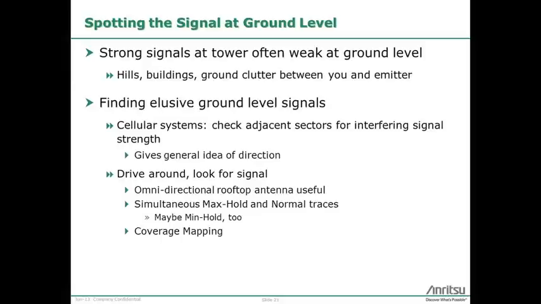And then when you've got that rough estimate, drive around a little bit and be looking at the amplitude as you're driving around. An omni antenna that's maybe mag-mounted on your roof can be really helpful for that. Maybe, as we talked about before, MaxHold and MinHold, MaxHold and normal traces, and maybe even MinHold for something that's bursty. And the coverage mapping tool that we have in our instruments can be helpful for that too, to keep track.